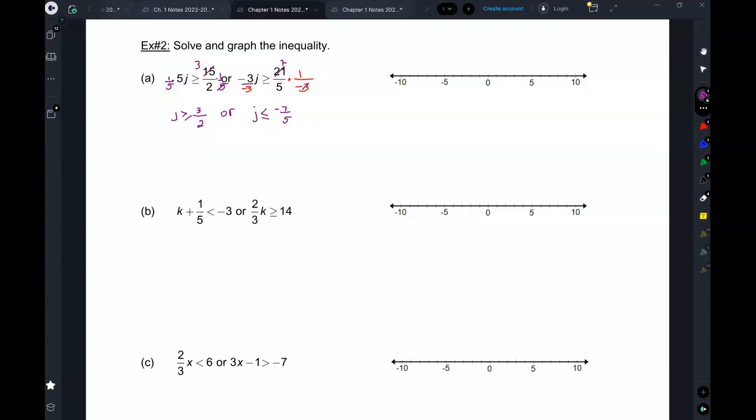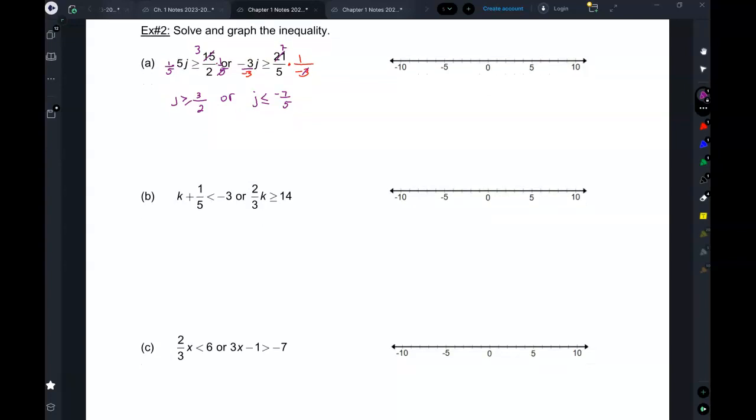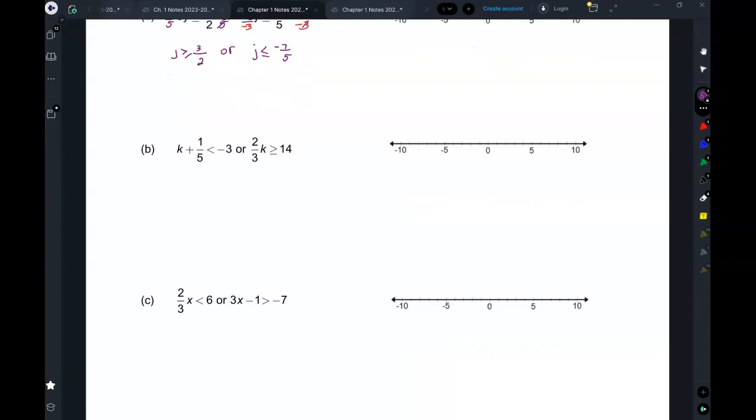All right. So let's graph this one. So j is greater than or equal to 3 over 2, which is 1.5, or less than or equal to -7 over 5, which is what? -1 2/5. Okay? Awesome. All right, go ahead and do the next one, please.